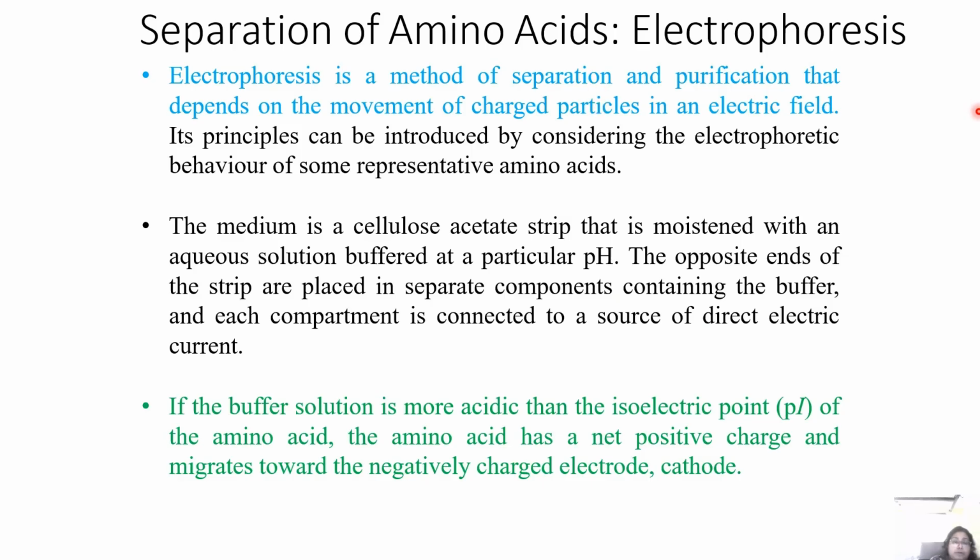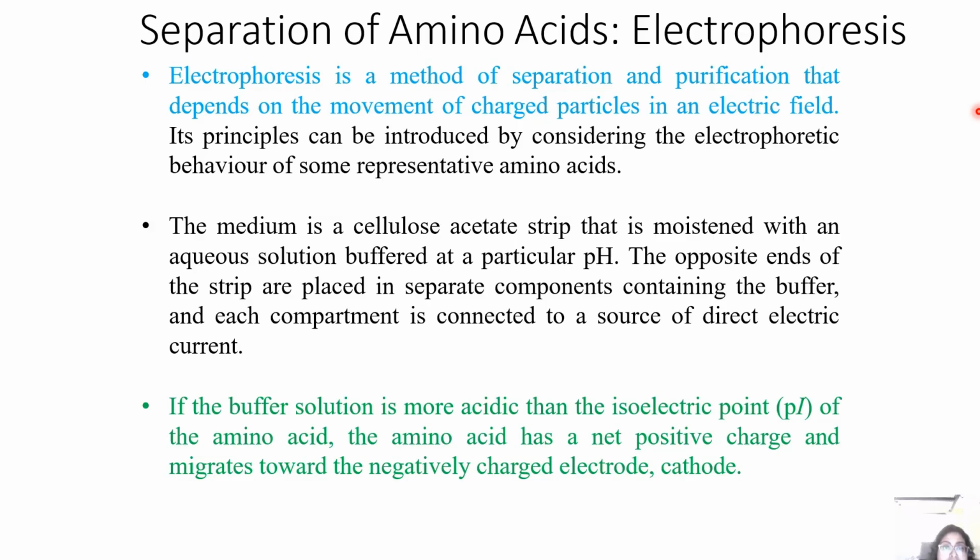Now if we come to the practical process, we have talked about theory. Electrophoresis is a method of separation and purification that depends on the movement of charged particles in an electric field. So its principles can be introduced by considering the electrophoretic behavior of some representative amino acids.